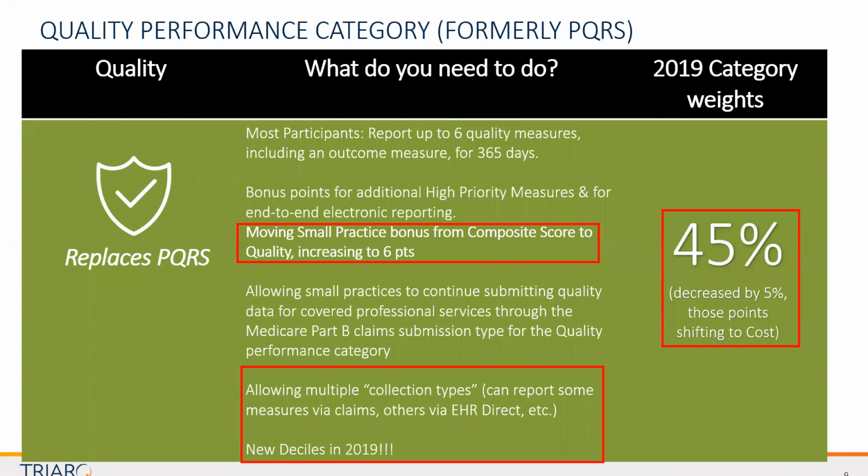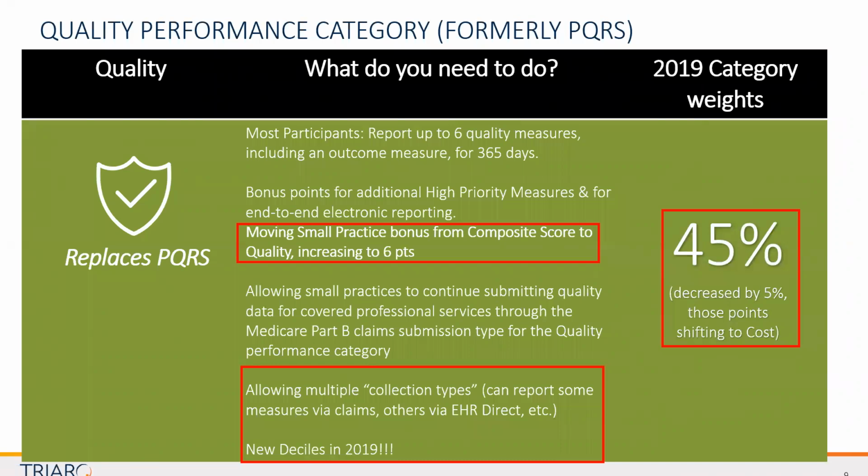They are going to allow small practices to continue submitting quality data via your Part B claims submission. I find this interesting. I think if you're a bigger practice, the claims-based reporting is not an option for you. They have to either do the EHR direct or use a registry. And then this last box that I have circled in red, we touched on this when we talked about the final rule for 2019, allowing multiple collection types, right? So I'm going to do 3 measures via claims and 3 via EHR direct.